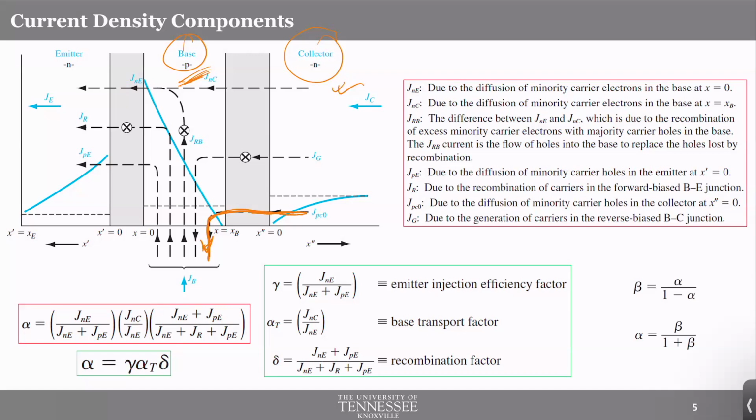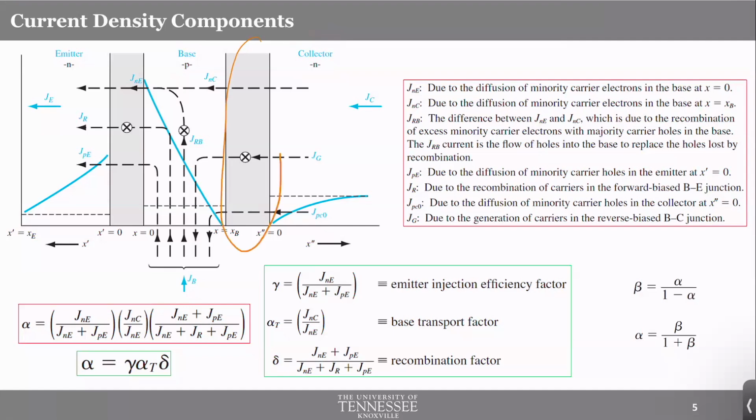Okay, and because of that diffusion, the current will also flow in the same direction because it's positive charge, and that's what we represent with JP. P represents hole, and the reason why we use C is because we want to represent that it's coming from the collector.